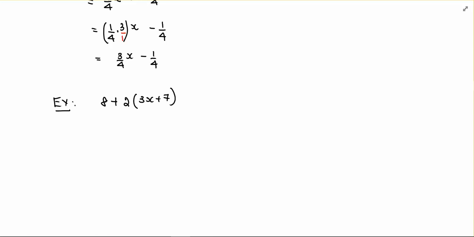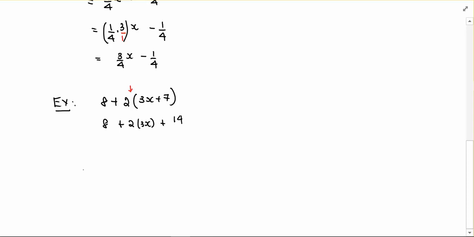Well, if I look inside the groups, there's nothing much I can do inside the groups. The 3x plus 7 is the group, and the group is fine. If the groups are done, the next thing we want to do is multiplication. So again, I look through and I see multiplication right here. And so I am going to go ahead and do that step. So this is the distribution step. So this is going to be 8 plus 2 times 3x plus 2 times 7.